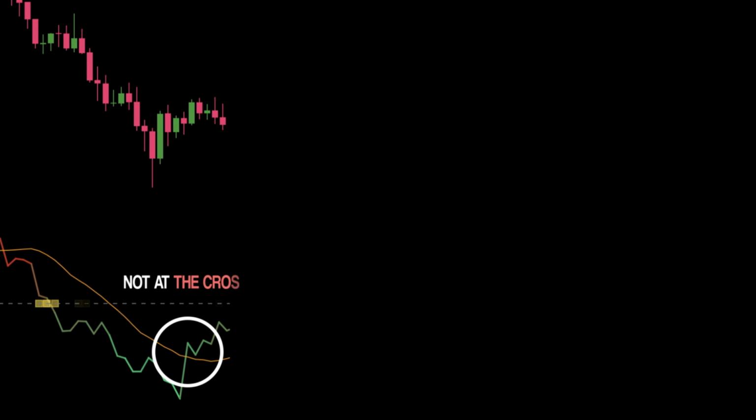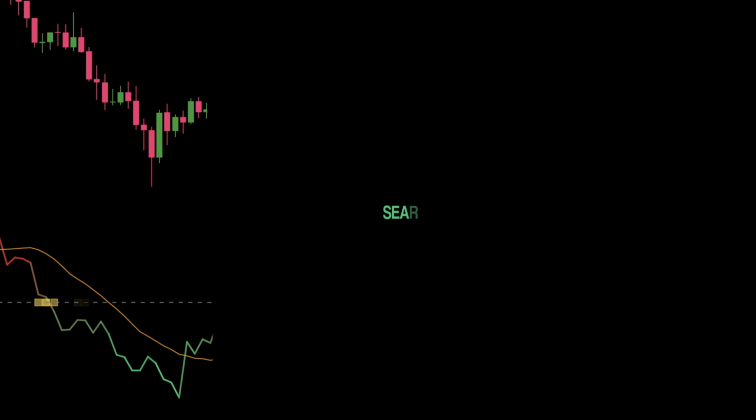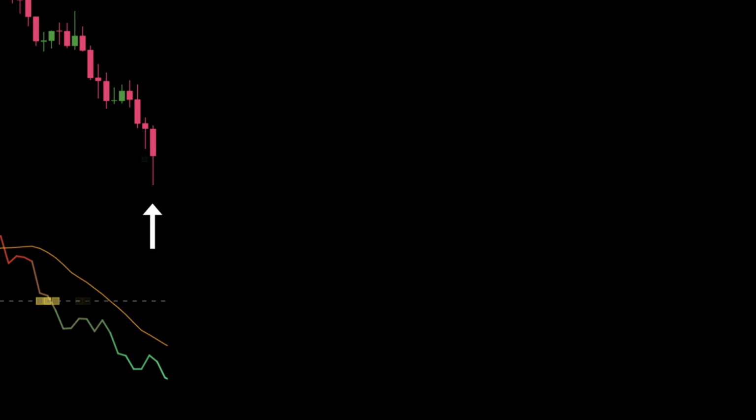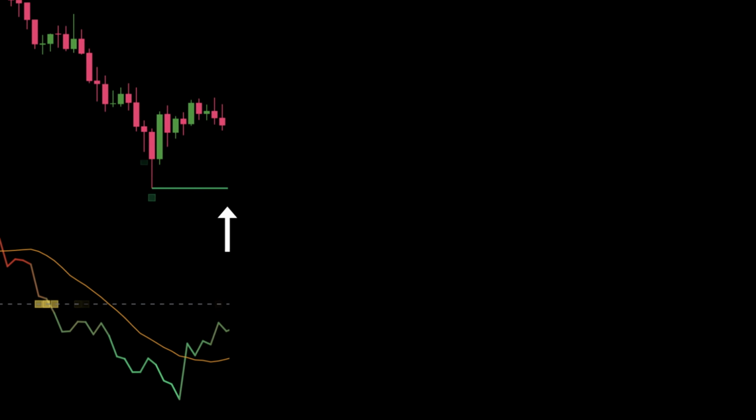Then it looks for somewhere to put the line, and this is the bit that caught me out. It doesn't draw it where the cross happened. It walks back up to 11 candles, finds the first red candle, and pins the support to its low. So the line often sits well behind the signal that made it, back where sellers were last in charge.